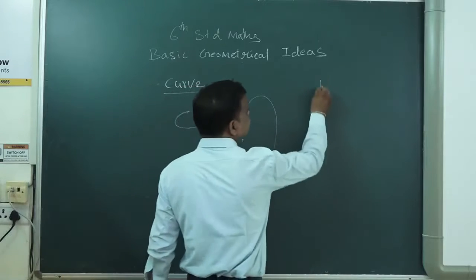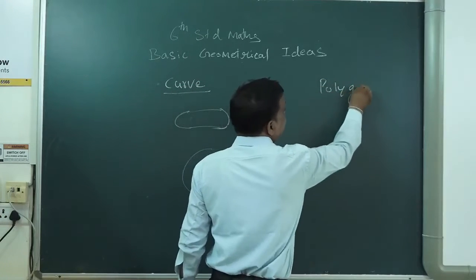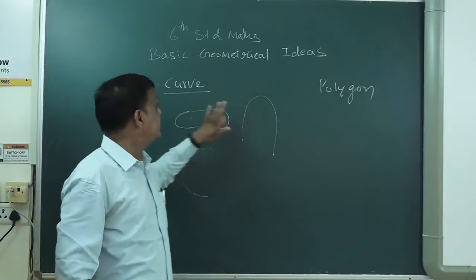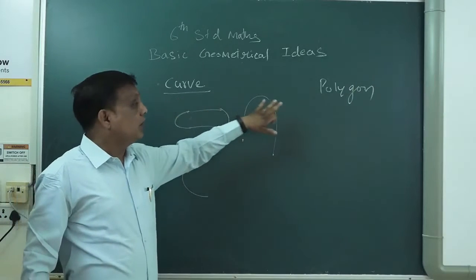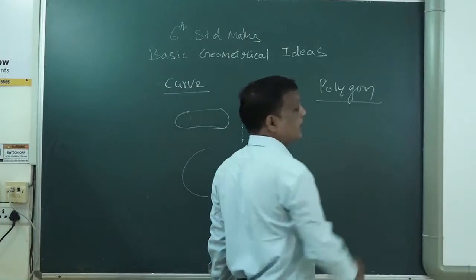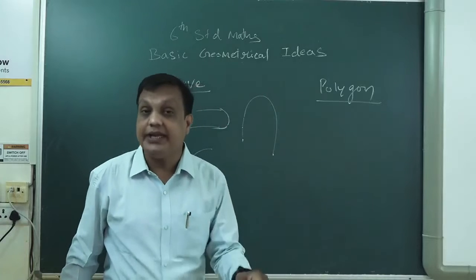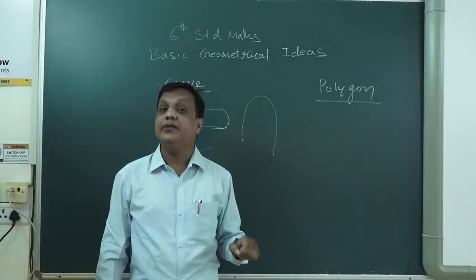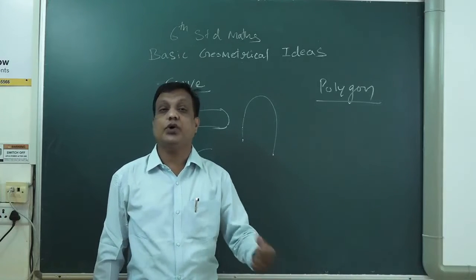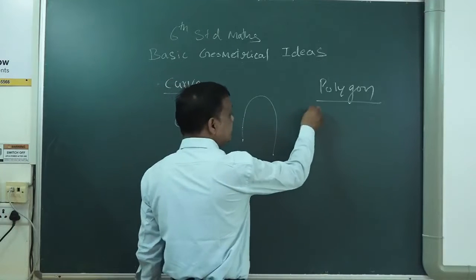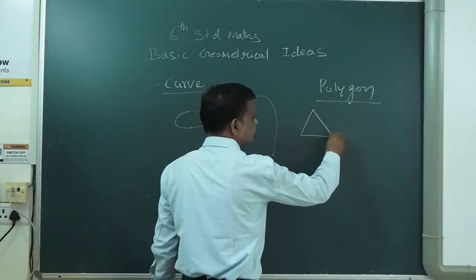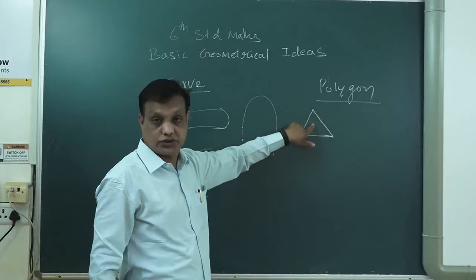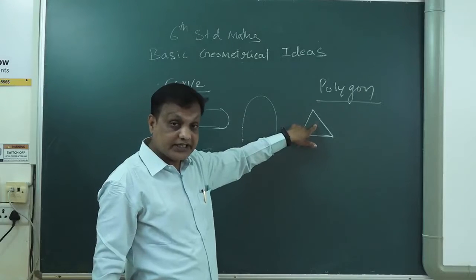Now next we will see polygon. Polygon and curve are different. A polygon means a figure which is entirely made by lines. A figure which is entirely made by lines is called a polygon. The first polygon is what? Triangle, because the figure is made by three lines and it is closed.